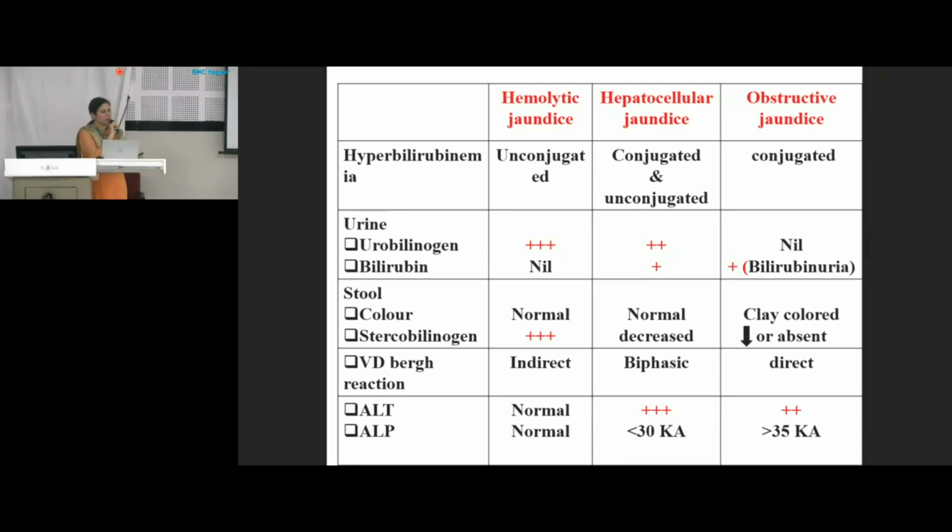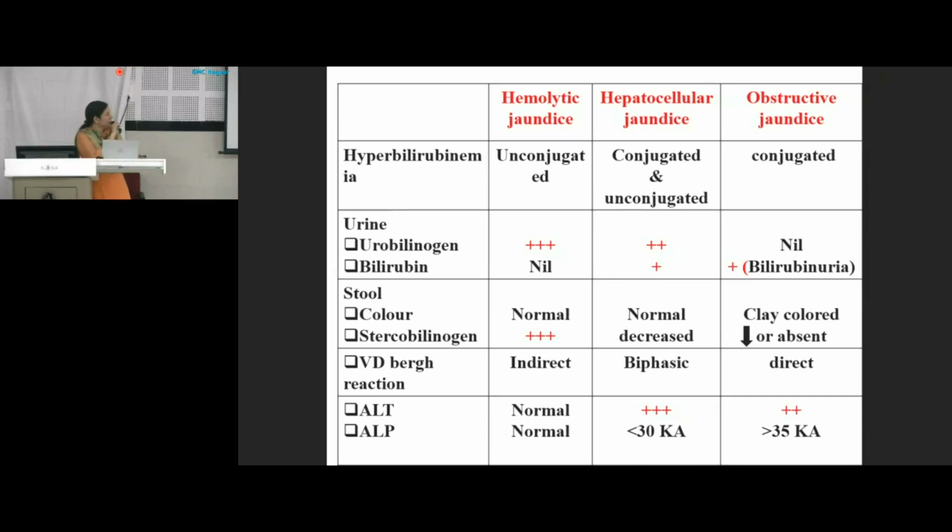So, in hemolytic jaundice, unconjugated bilirubin is increased, urobilinogen is present in urine, and bilirubin pigment is absent. While in hepatocellular jaundice, both types of bilirubin are increased, and in urine both urobilinogen as well as bilirubin pigment are there. While in obstructive jaundice, only conjugated bilirubin is increased and bilirubin pigment will be there in the urine. So how to differentiate between hepatocellular and obstructive jaundice is that there will be presence of bile salts along with the bile pigment in case of obstructive jaundice. Also, alkaline phosphatase will be raised in obstructive jaundice.